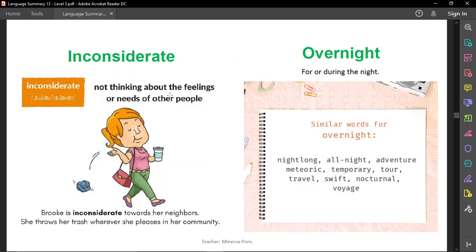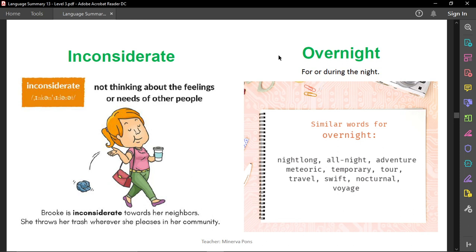Inconsiderate. Not thinking about the feelings or needs of other people. Brooke is inconsiderate towards her neighbors. She throws her trash wherever she pleases in her community. Basically, to be inconsiderate is when you don't think of other people and you don't care. It's similar to selfish, but selfish is thinking only about yourself. Inconsiderate is not thinking about other people. That is not the same.